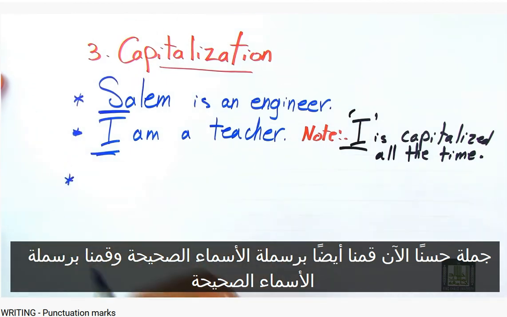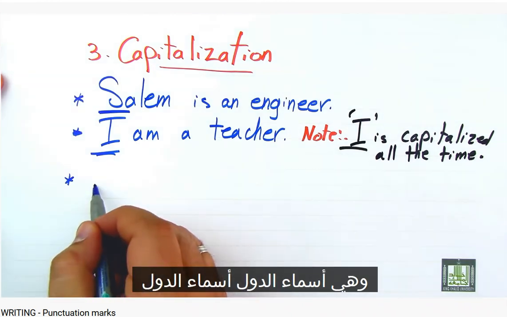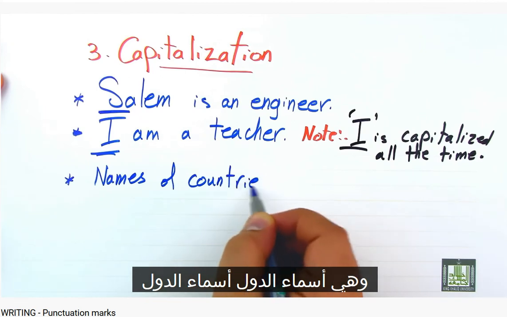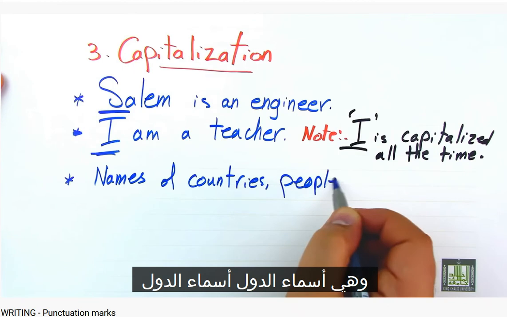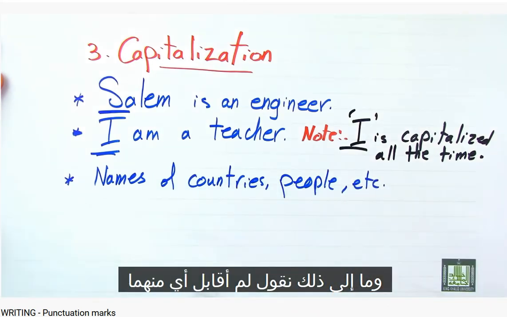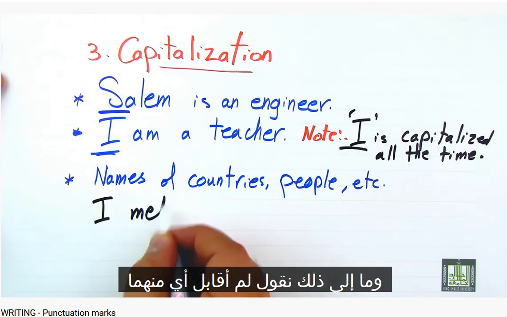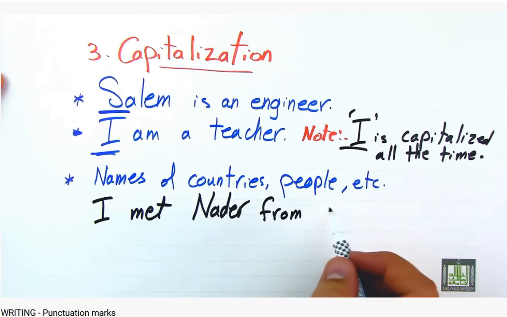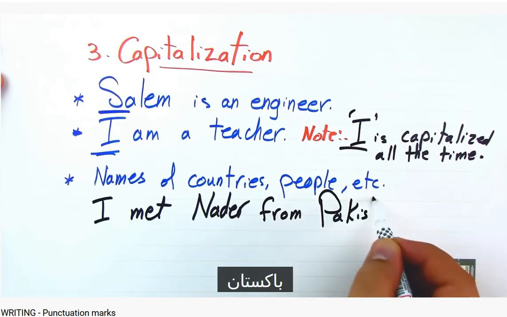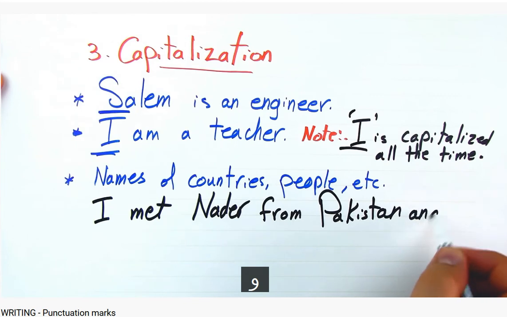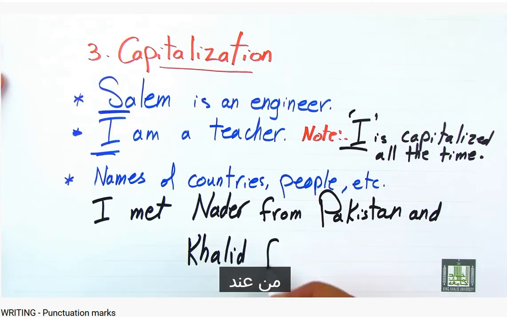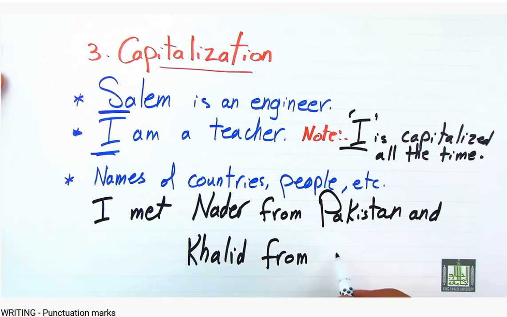Now, we also capitalize proper nouns. We capitalize proper nouns, which are names of countries, people, etc. So we say, I met Nader from Pakistan and Khalid from Bahrain.